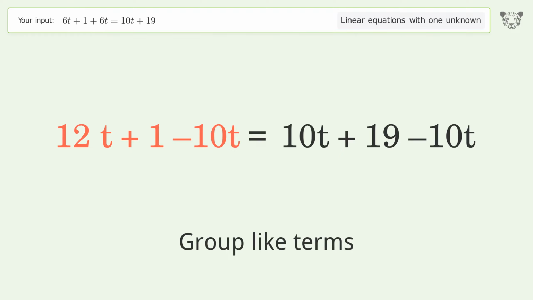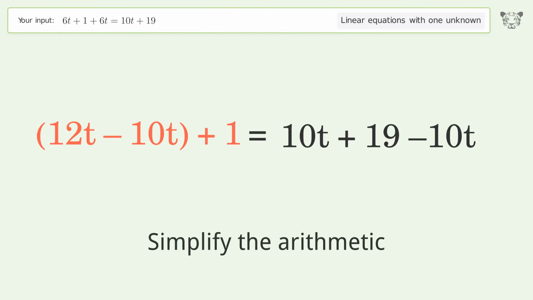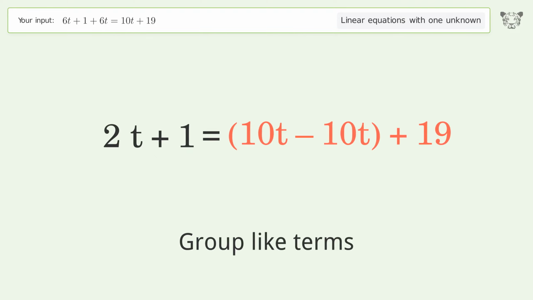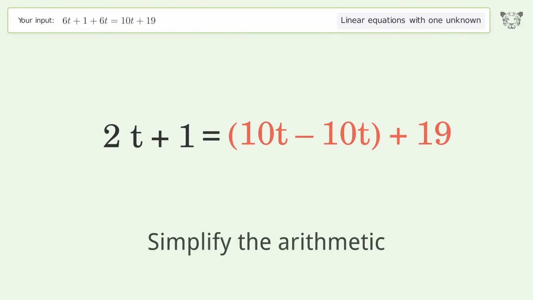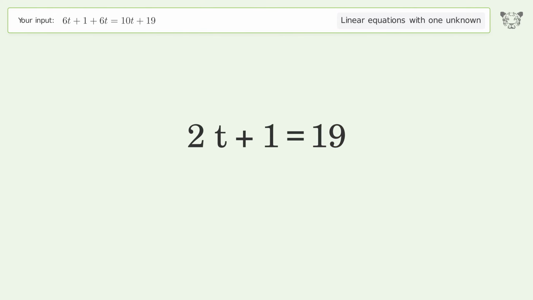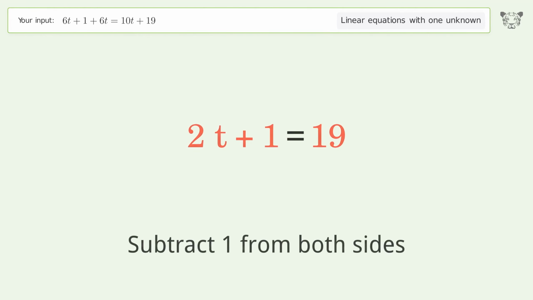Group like terms. Simplify the arithmetic. Group like terms. Simplify the arithmetic. Group all constants on the right side of the equation. Subtract 1 from both sides.